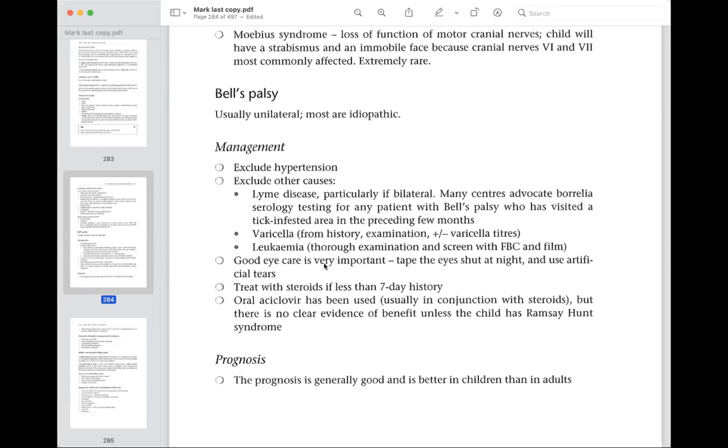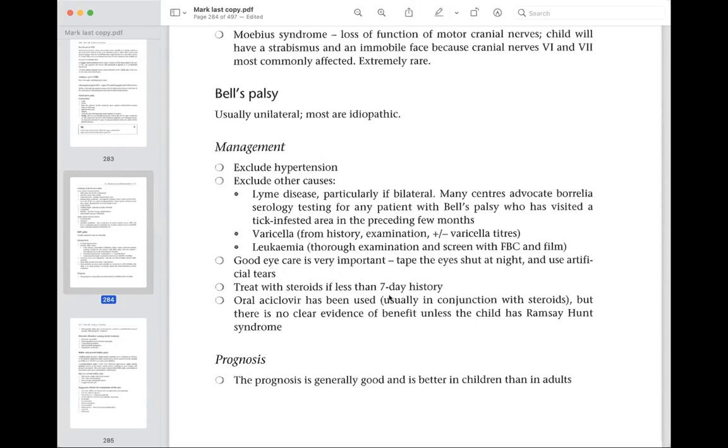Eye care, don't forget to mention eye care in facial nerve palsy. Good eye care is very important. Tape the eyes shut at night and use artificial tears. So you will tape the eyes shut at night when the child is sleeping because they will cause exposure keratitis, and during the day you can use artificial tears. So eye care is important.